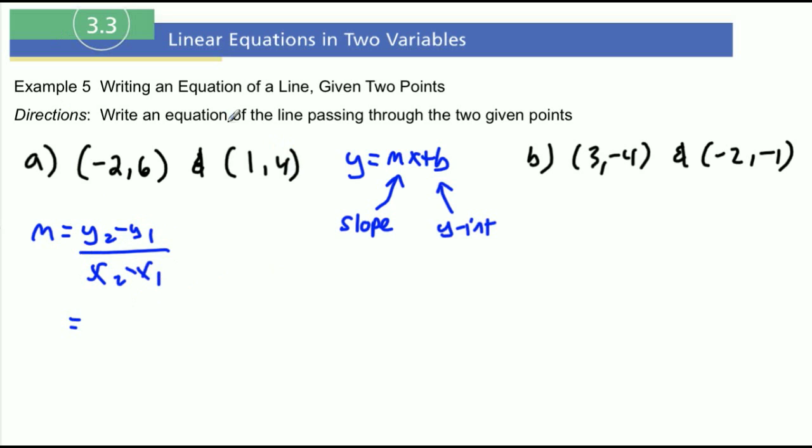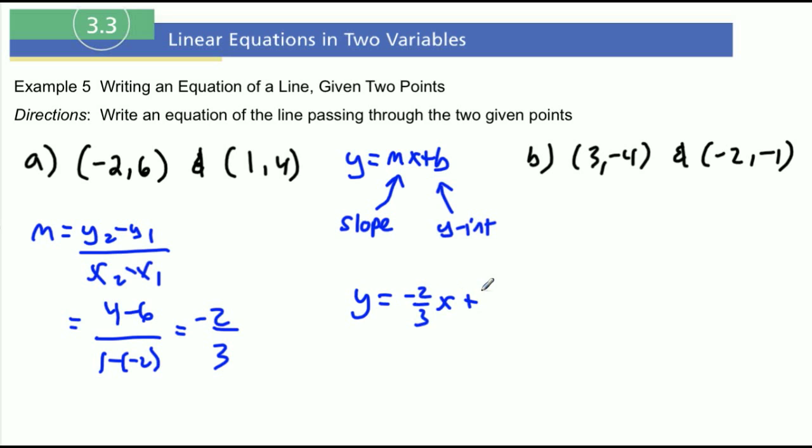So I'm going to do y2 minus y1, so 4 minus 6, and then x2 minus x1, so 1 minus negative 2. 4 minus 6 is negative 2, and then 1 plus 2 is going to give us 3. So we just found m. Cool beans. So we have y equals negative 2/3 x plus b.